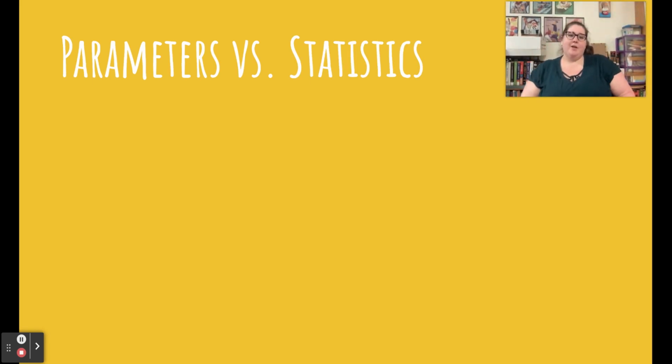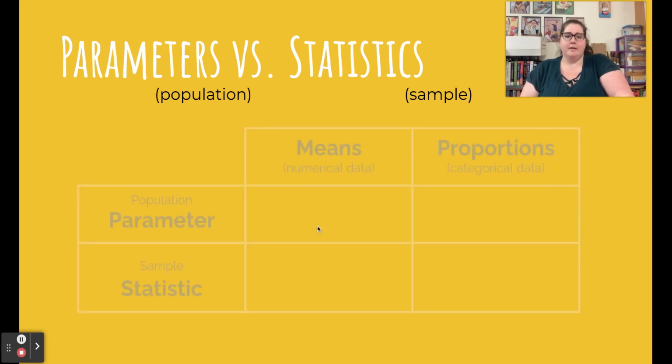If you remember from last unit, a parameter is what is true for the entire population, and a statistic is what is true for the sample. You can remember that because parameter and population start with a P, statistic and sample start with an S.